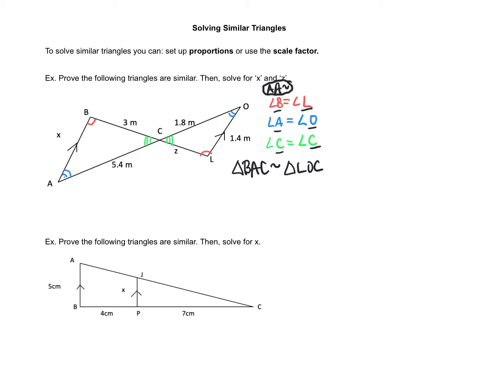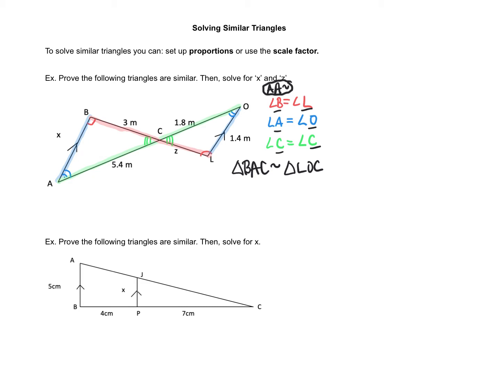To solve, it's going to be really important that you match the corresponding sides. And I like color coding. So AB, which is made up of the blue and red angle, corresponds to LO. So the two parallel sides correspond. Then AC, which is made up of the blue and green, corresponds to CO, not CL. That's very important. And then finally, BC and CL. So the diagonals match and the parallel sides match.